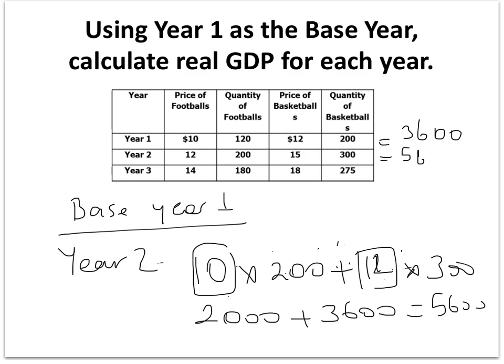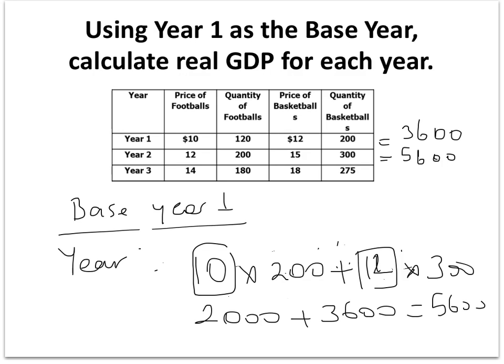So now we find the real GDP is less than nominal GDP. 5,600 is less than, I think we found 6,900 for nominal GDP. This is because nominal GDP includes the price increase as well as the quantity increase. But the real GDP only considers the quantity changes, because when you calculate real GDP, you keep the prices constant. Let's do the last year's calculation.